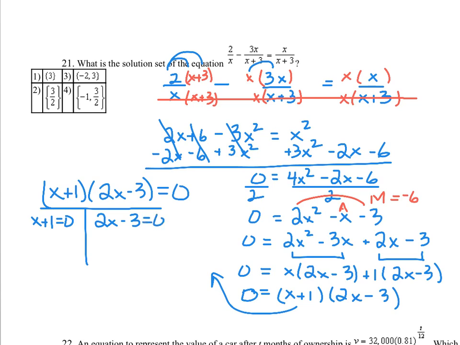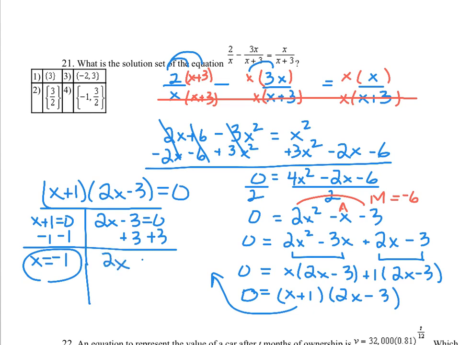So on the left side here, I'm going to subtract 1 and subtract 1. And I'll get x equals negative 1. So there's one solution. And then over here, I'm going to add 3 to both sides. That'll give me 2x equals 3. And then I'm going to divide by 2. And I will get x equals 3/2.